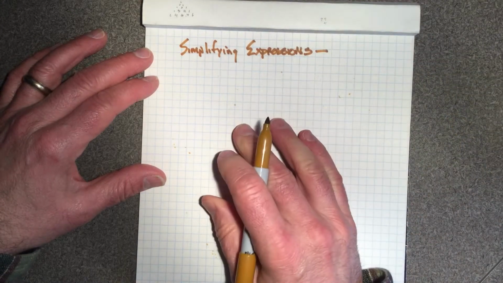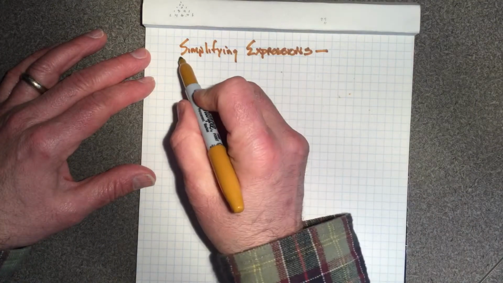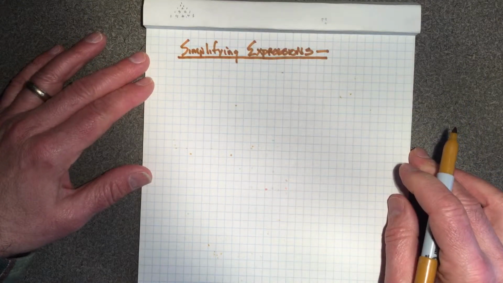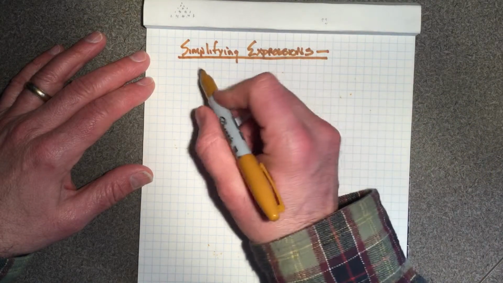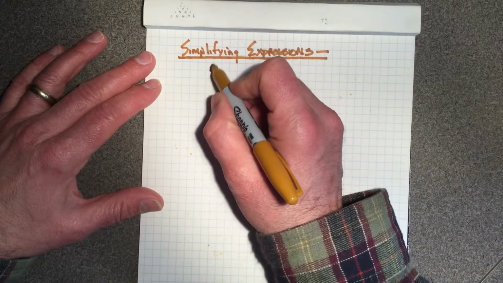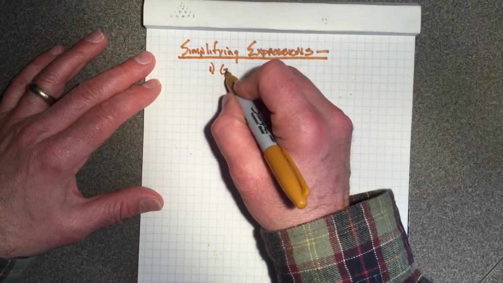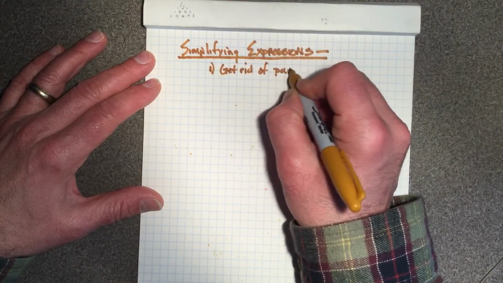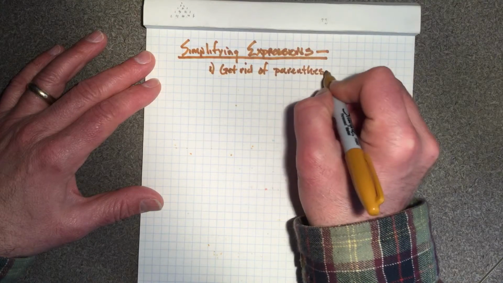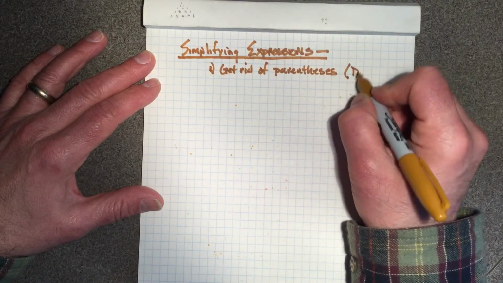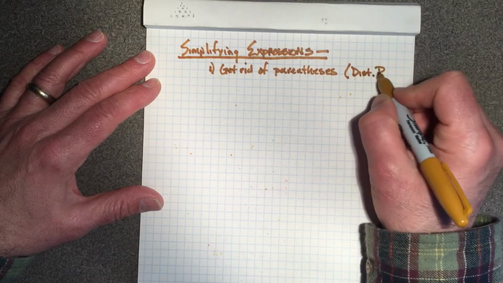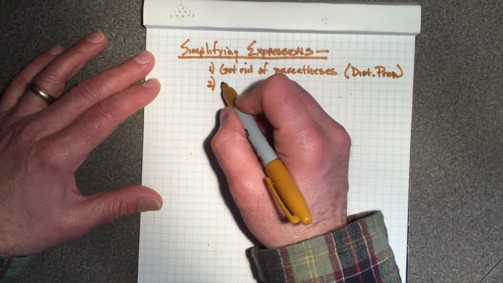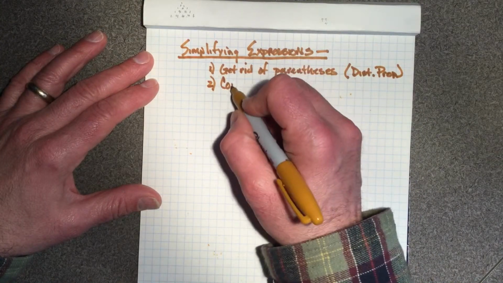So remember what an expression is. An expression is something that has no equal sign in it. Equations have equal signs, expressions do not. When you simplify an expression, there are two things that you want to do. Number one, you want to get rid of parentheses, and to do that, we're going to use the distributive property. And the second thing you want to do is combine like terms or collect like terms.